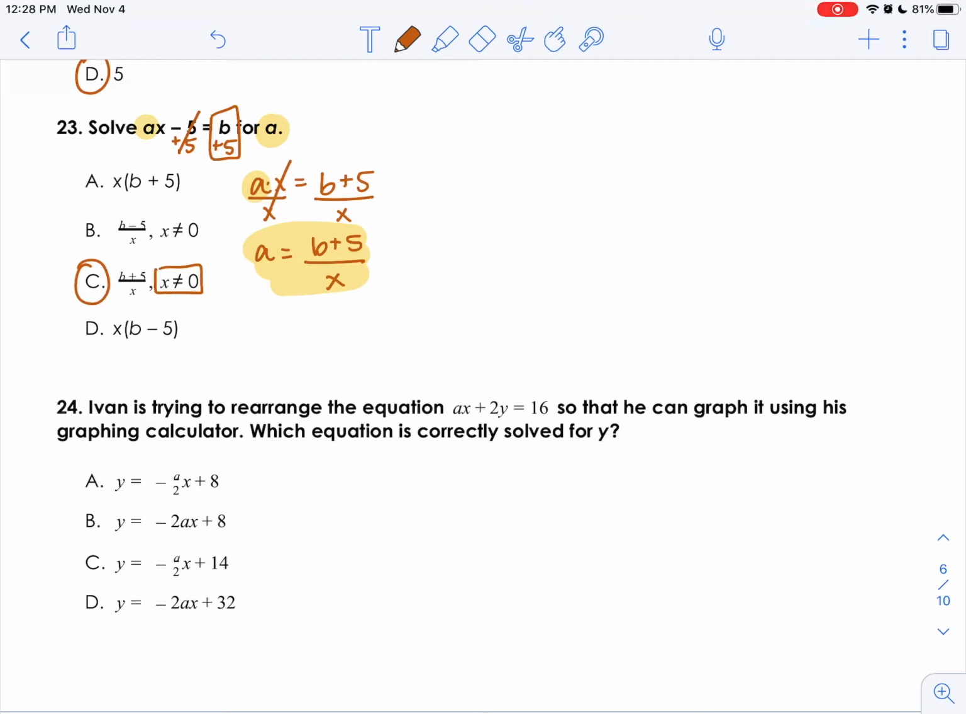What this is saying, it's just saying that x cannot equal 0, because anytime you have a 0 on the bottom of a fraction, you can't do it. It's undefined. You can't divide by a 0, so that's all that means.